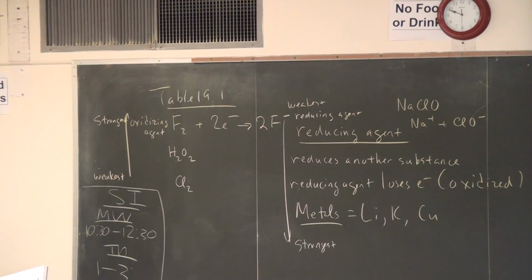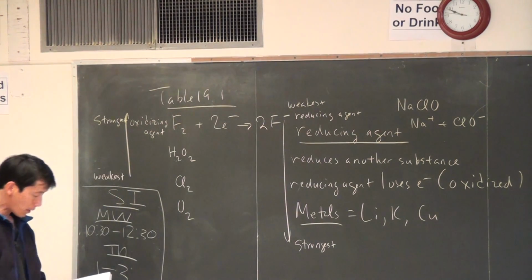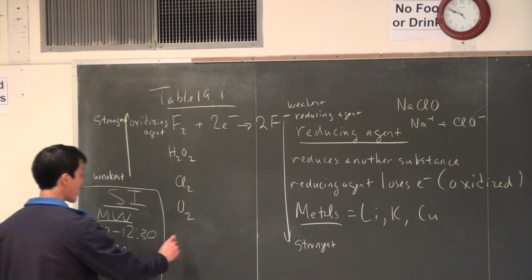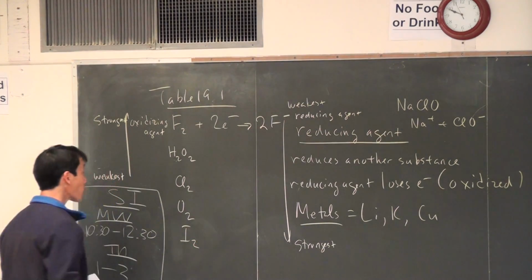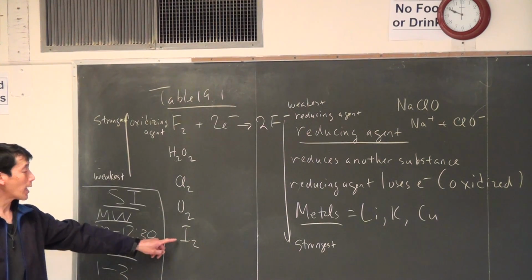Okay, so after that, let's see. You see oxygen and iodine in there? So where's oxygen? Oh, so it's right below chlorine, so oxygen is below there. And then iodine is below that. Okay, so there's our ranking. So hydrogen peroxide is the strongest, then iodine is the weakest.